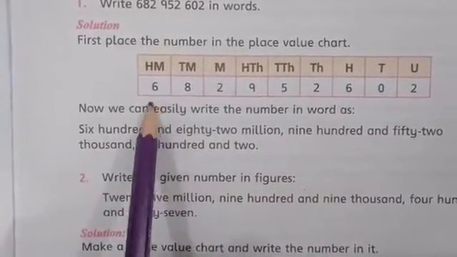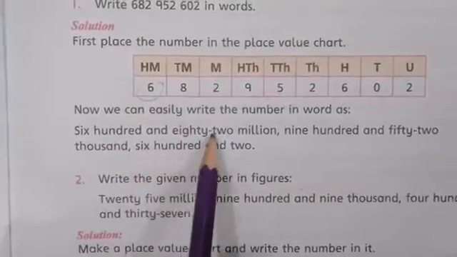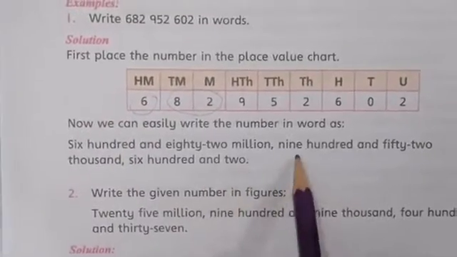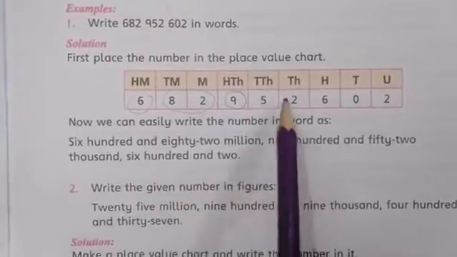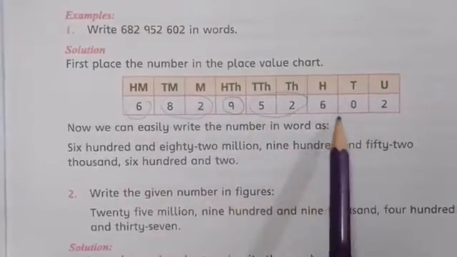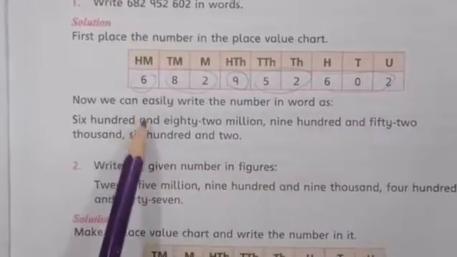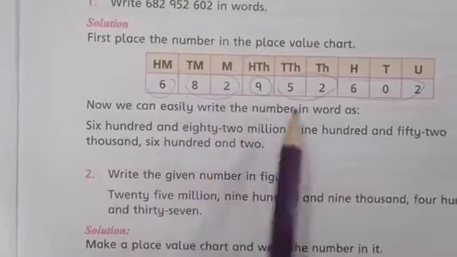You can say it like this: 682 million, this is 82 million, right? And 900, this is separate. 52,000, this is separate. 602, this is separate. Again, 682 million, right?